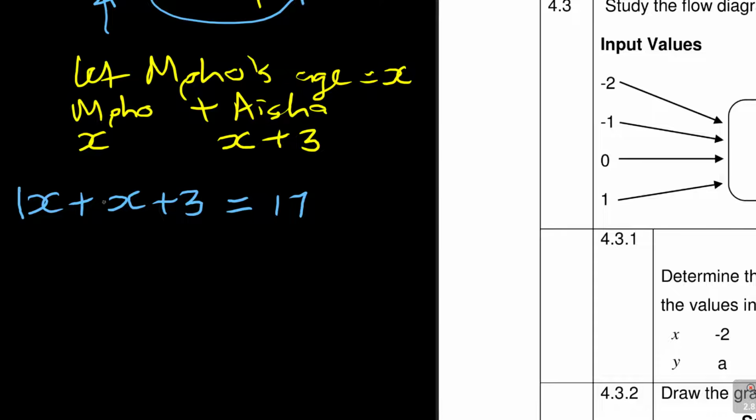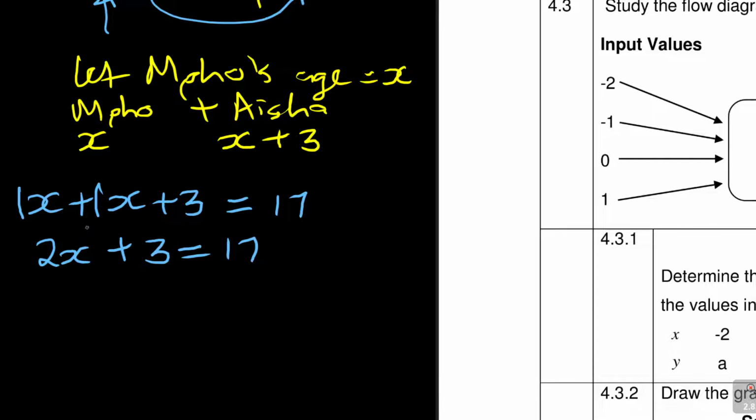X means there is a hidden 1. There is a hidden 1. So it's 1X plus 1X. Please don't say X squared. No. That's where you mess it up. So you have got 1X plus 1X. Ignore the X. What is 1 plus 1? It's 2. 2 of what? 2 of X. Okay. So you have got 2X plus 3 is equal to 17.